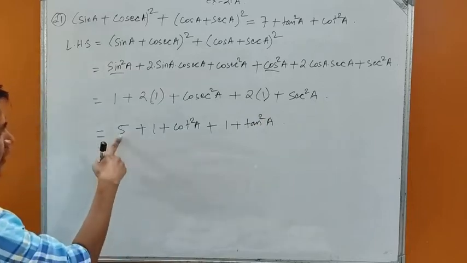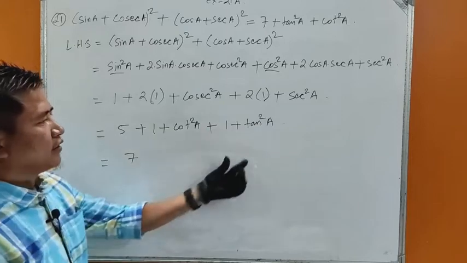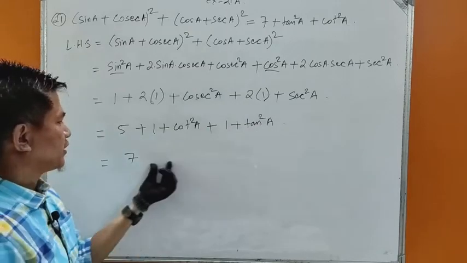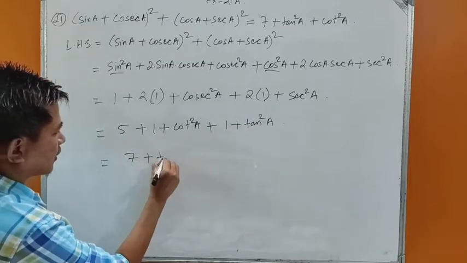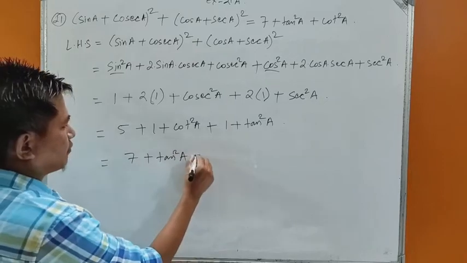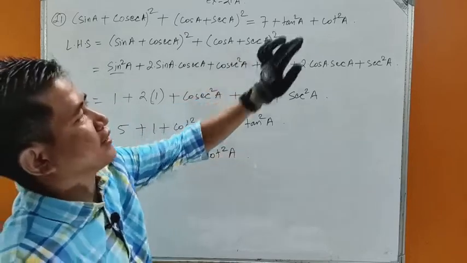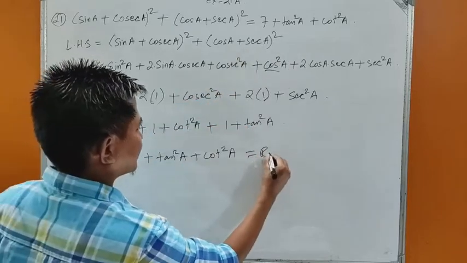Now we have 5 plus 1, 6, plus 1, 7. Okay, 7. Now let me write this plus tan square A, and then plus cot square A. So this is what we have in the right hand side, isn't it? Hence proved.